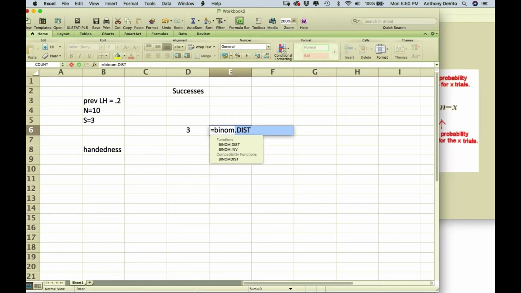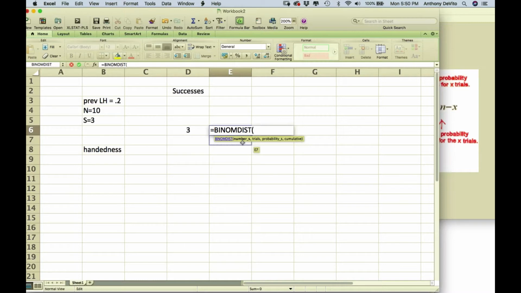Equals BINOM.DIST. Okay, now you'll notice many of them come up. There's many, BINOM.DIST, BINOM.INV. For our purposes right now, BINOM.DIST is plenty for us. When you put in that last parenthesis, it comes up and gives you instructions. You could also get more detail if you went up here to f of x, as we've discussed before.